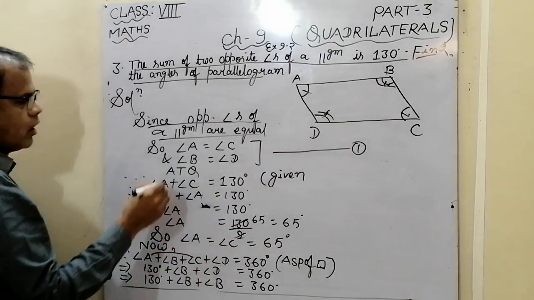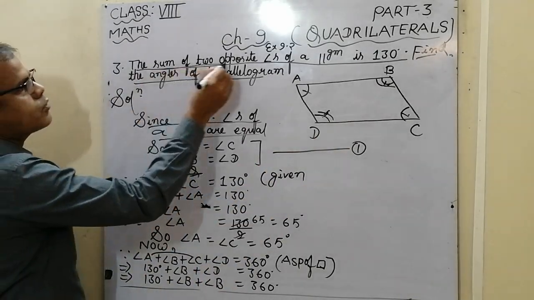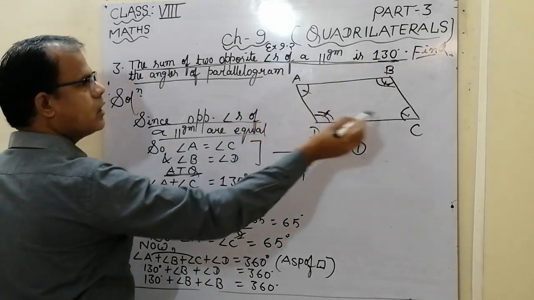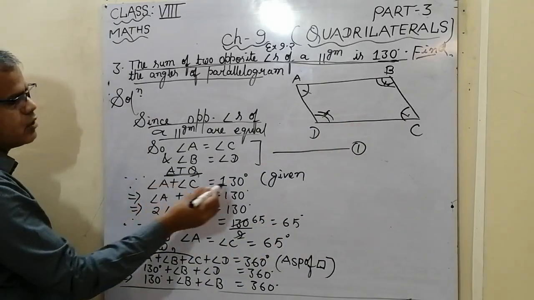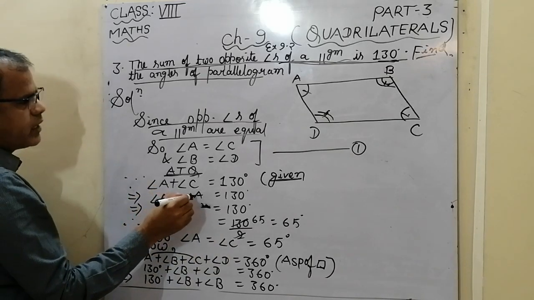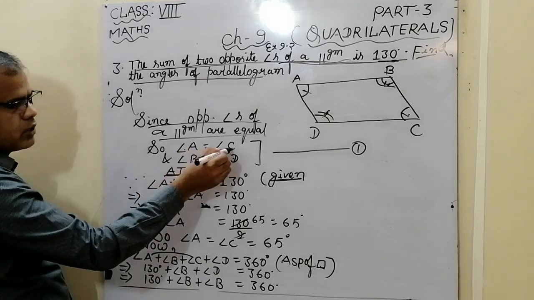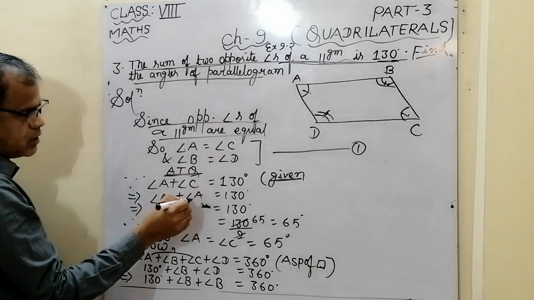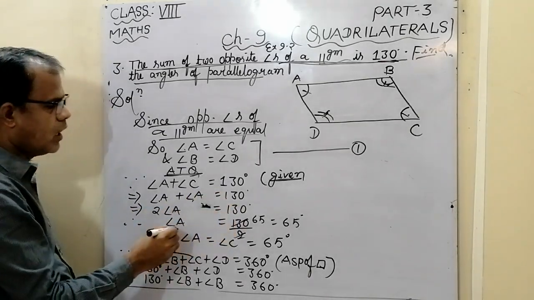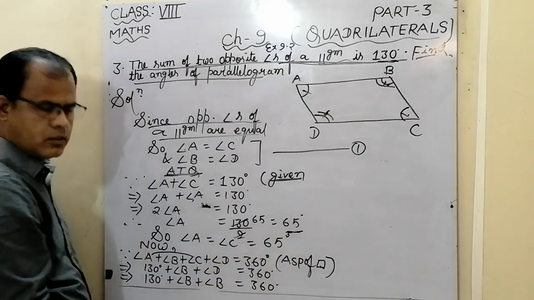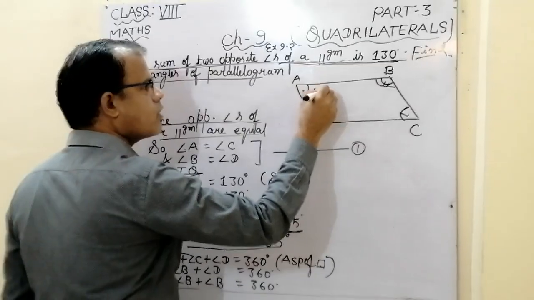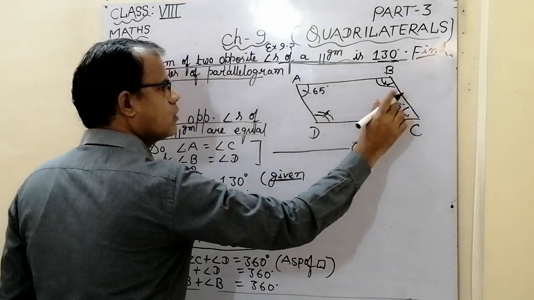This is equation 1. Now according to the question, the sum of two opposite angles of a parallelogram is 130 degrees. So we take angle A and angle C. Angle A plus angle C is 130 degrees. So angle A plus angle A, because angle A equals angle C. So 2 angle A is 130 degrees, and angle A equals 65 degrees. So angle A equals angle C, which is 65 degrees.